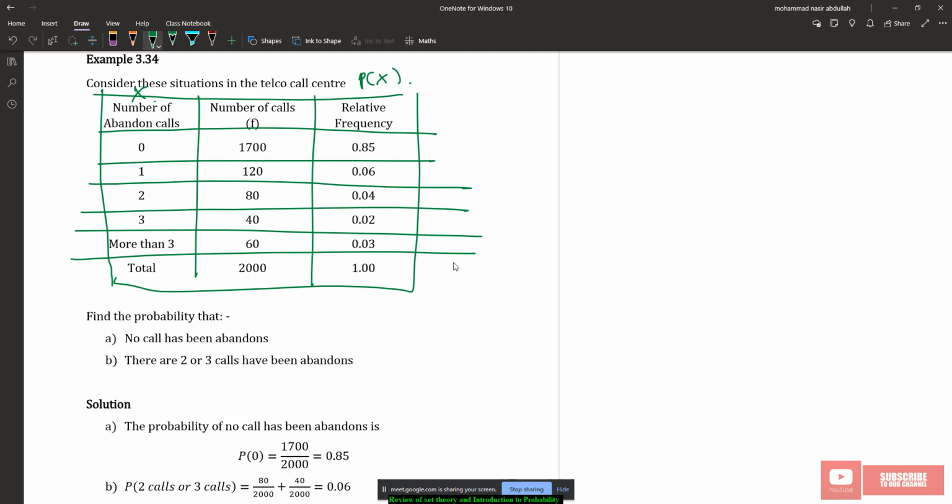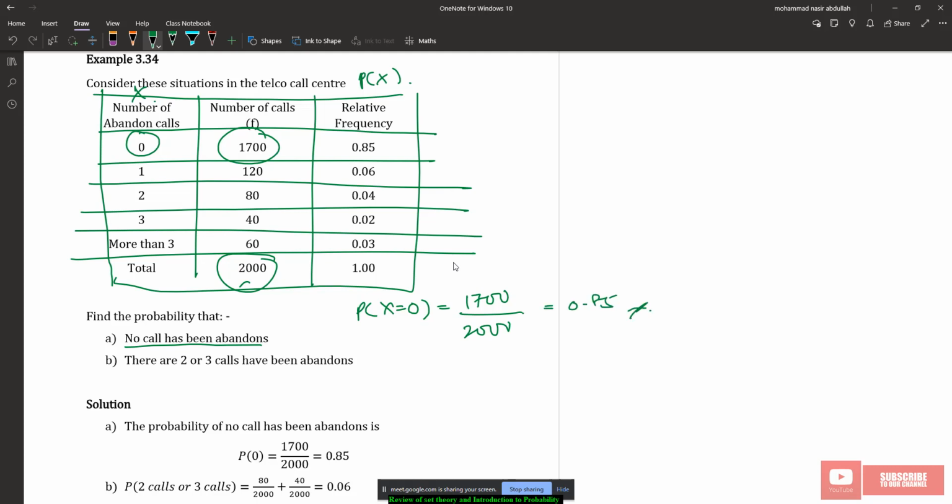So for the number of calls, this means there are no abandoned calls. This means 120 calls have been abandoned, and 80 calls twice. Okay, now find the probability that no call has been abandoned. No call abandoned means 0, so probability of x equal to 0, right? So this is 1700 divided by the total value, which is 2000, right? It should be very simple.